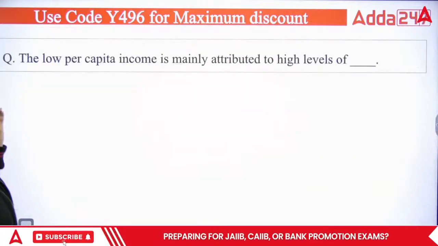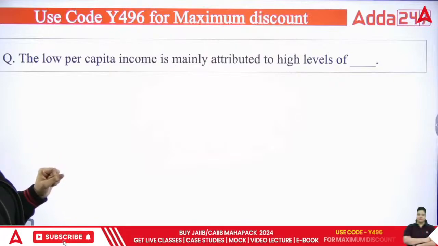And the second question is asking: low per capita income is mainly attributed to high levels of dash.